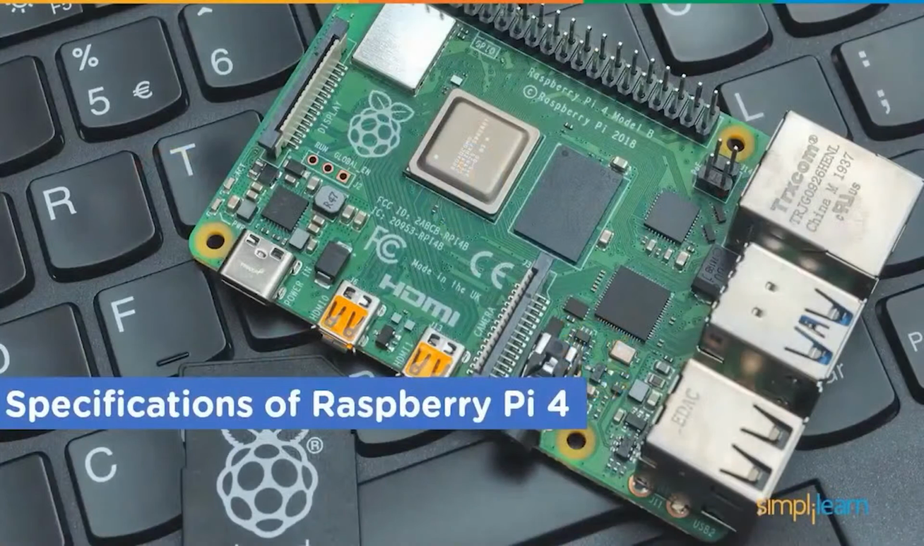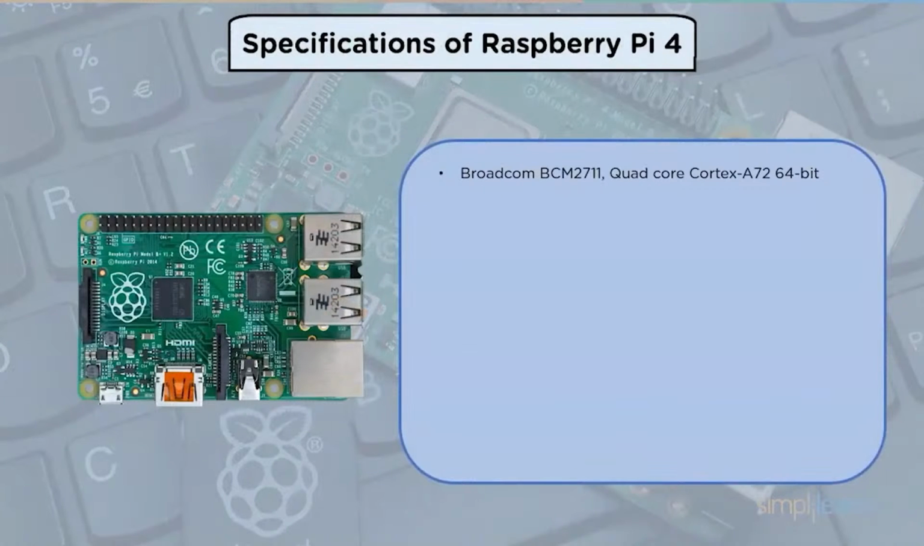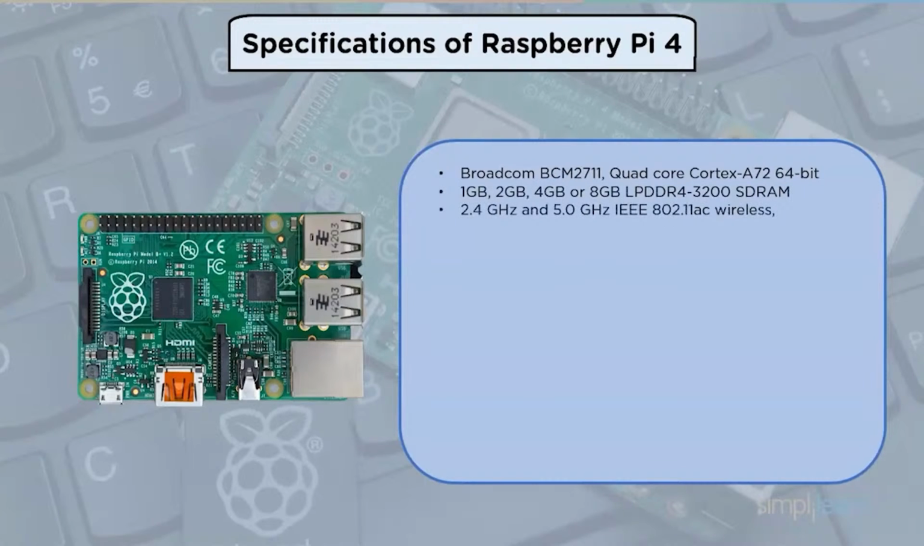Now let us look at the specifications of Raspberry Pi 4. Raspberry Pi has a Broadcom quad-core Cortex A72 ARM version 8 64-bit processor. It has 1 GB, 2 GB, 4 GB, or 8 GB SDRAM. It has 2.4 GHz and 5.0 GHz IEEE 802.11 wireless and Bluetooth 5.0.